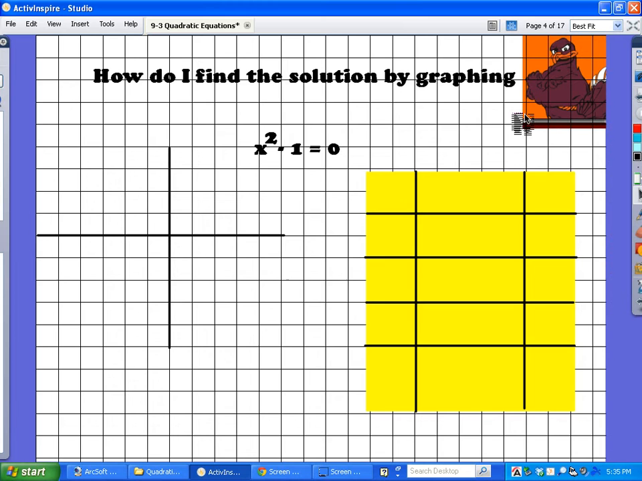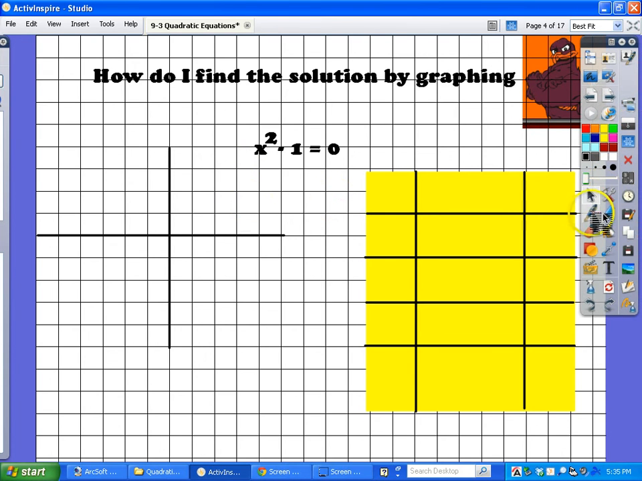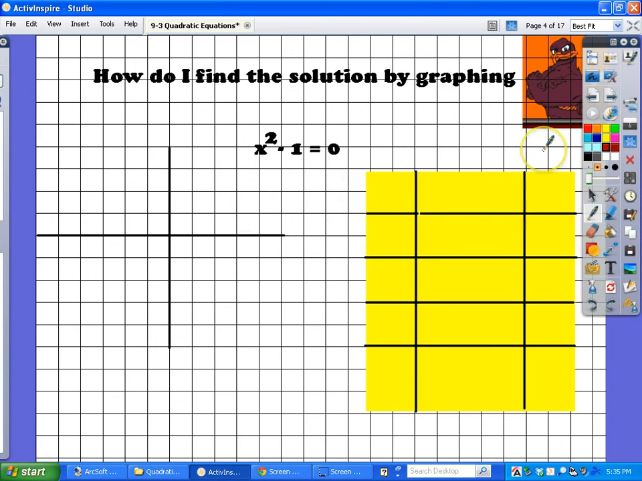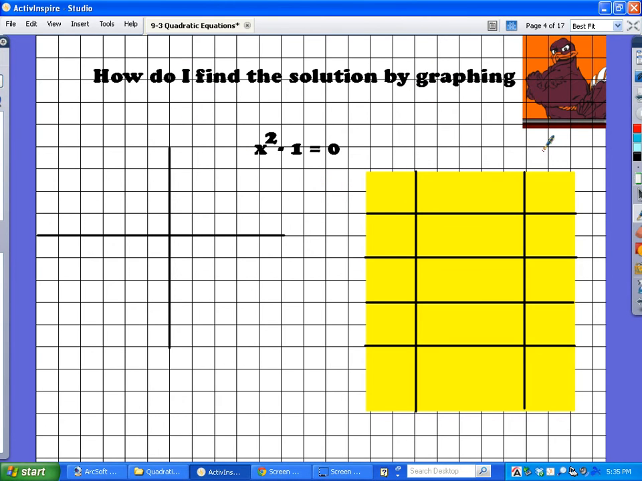Look at our problem. How do I find the solution by graphing? x squared minus 1 equals 0. Well, there are a couple of different ways we can do this, and I'm going to show you by graphing. One thing you can do is draw your table. I know this is a little more time consuming, but it works, and you will have exact numbers. So over here I can say my x value, then I can say x squared minus 1, and this is going to be my x and y, my coordinate pair, to actually graph. I'm also going to show you how to do it on a calculator.